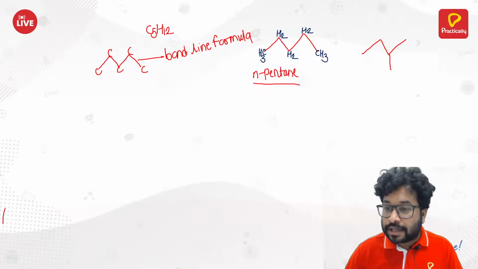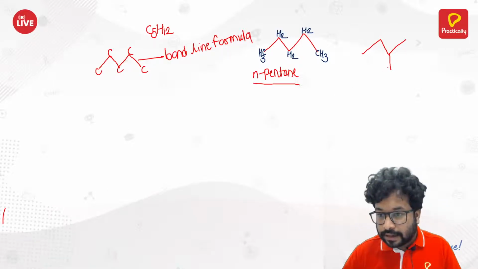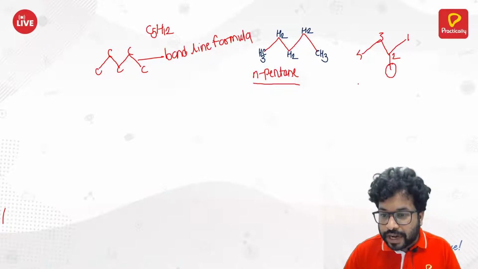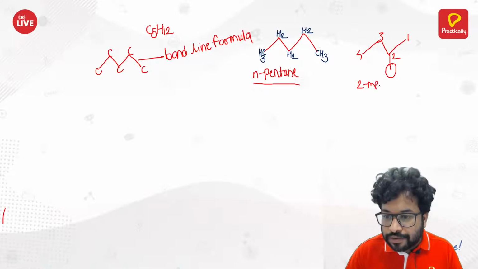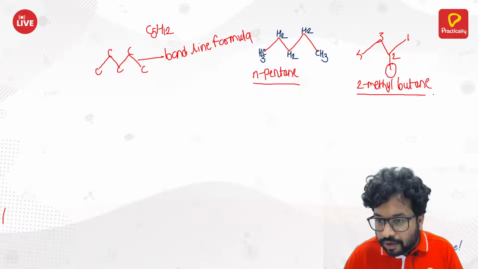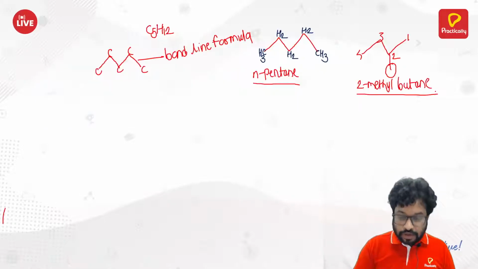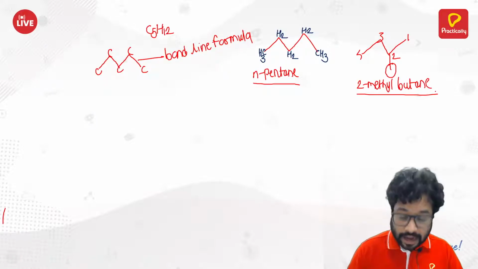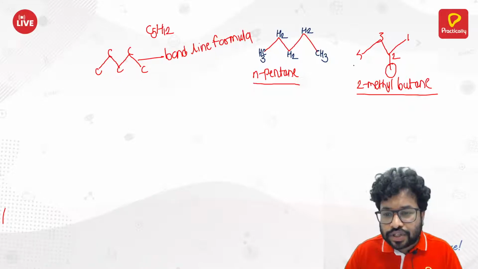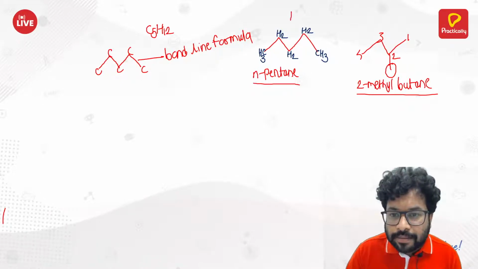How do you name this compound? Now this is your substituent. So 1, 2, 3, 4. This is your substituent. So you would name this as 2-methyl butane, right? 2-methyl butane. That's how you should name it. So that is one structure. This is another structure. Both of them are different structures.